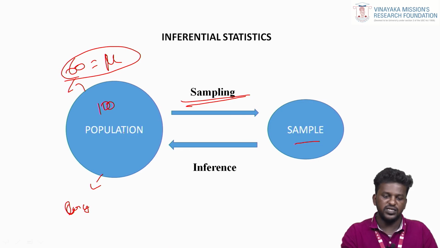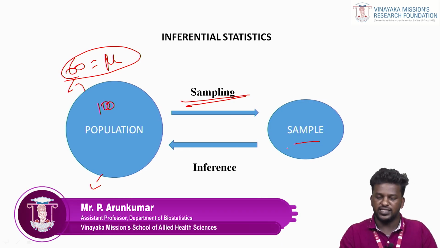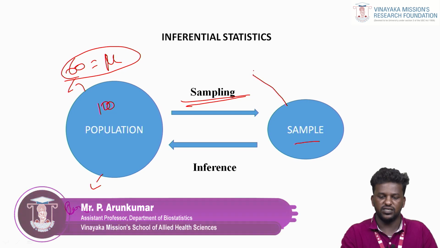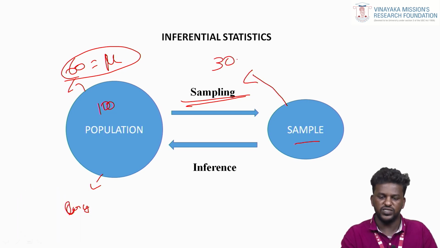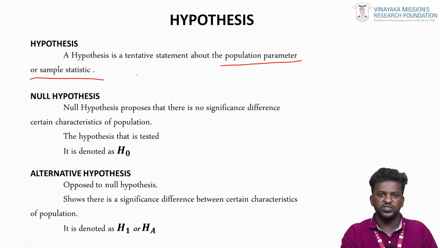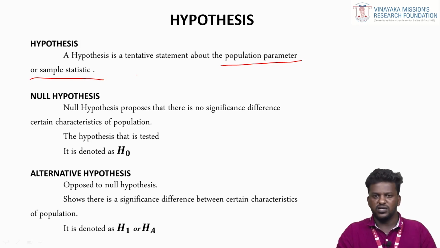The population measure is known as a parameter and the sample measure is known as a statistic. The sample contains 30 individuals and the average weight of the 30 individuals is 59 kg. It is denoted as X bar because it is a sample statistic. So the population measure is known as a parameter, and the sample measure is known as a statistic. A hypothesis means you make a tentative statement about the population parameter or sample statistic based on our research question. Hypotheses have many types, but mostly two types are used.